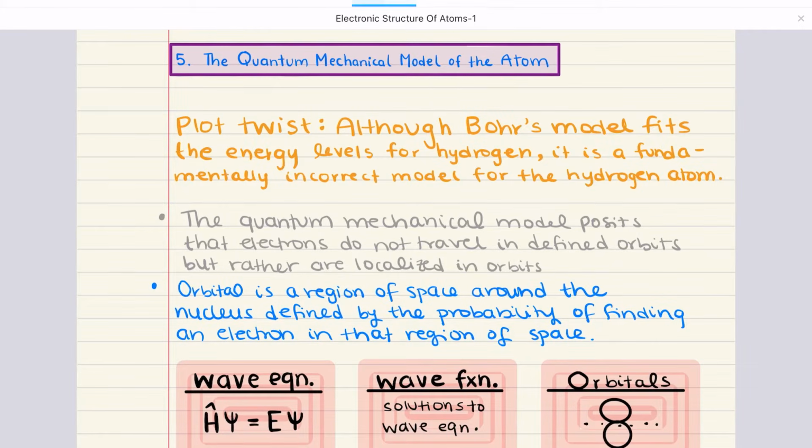Today we're going to be continuing our lecture on the electronic structure of atoms, and we've left off on Objective 5, which is titled The Quantum Mechanical Model of an Atom. Now, to begin and motivate this, we're going to continue discussing Bohr's model.